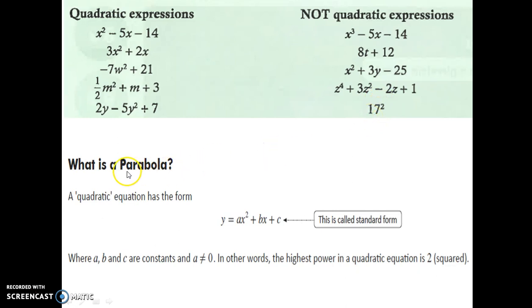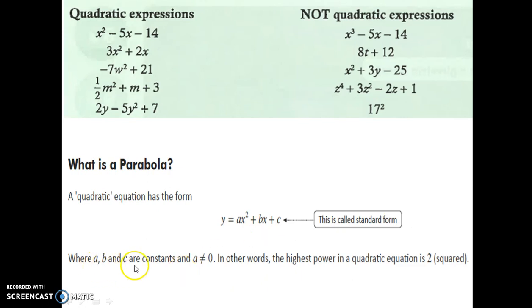Now let's talk about parabolas. Again, parabolas are the curve that is graphed on a coordinate plane when we have a quadratic equation. So a quadratic equation has this form: y equals ax squared plus bx plus c. The a, b, c represent the coefficients in front of x and x squared. The c is the constant. This is called standard form. There are other forms as well.